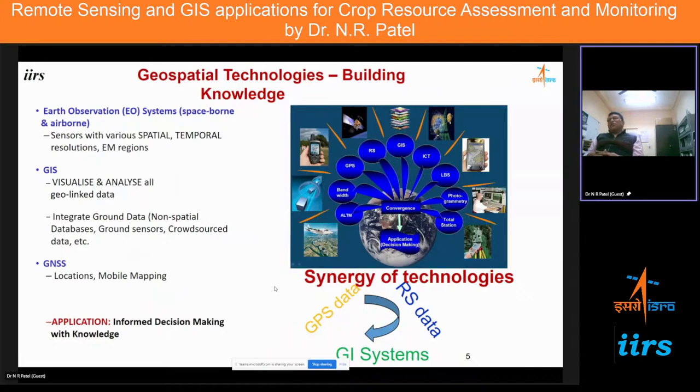Third is GNSS, Global Navigation Satellite System. This system enables you to identify the location. In agriculture, it is mainly used for precision farming. How is precision farming possible? Only if very good high resolution locational information is available. So GPS can provide you locational information, mobile mapping. Now with GPS you can track. If you are lost somewhere in a forest area, you can use GPS to identify and come back to your own location.